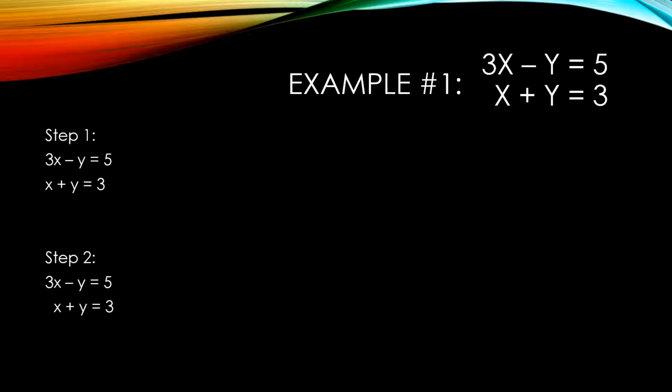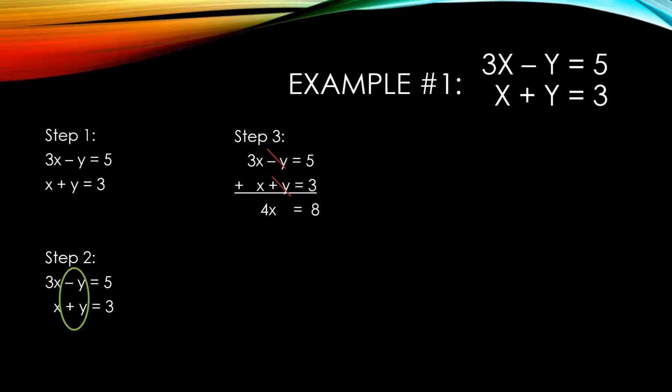Here we're looking for opposite values. We have a negative y in the first equation and a positive y in the second equation. So the y variable is the one that I'm going to select to eliminate in step number 3 when I add my two equations together. Once I add them together, those y's cancel out, no more y's. 3x + x is 4x, and 5 + 3 is 8.